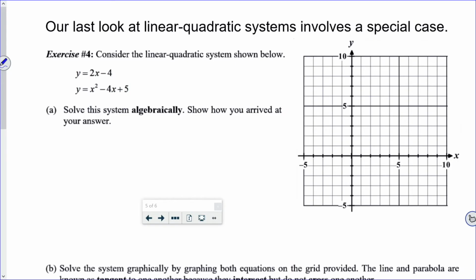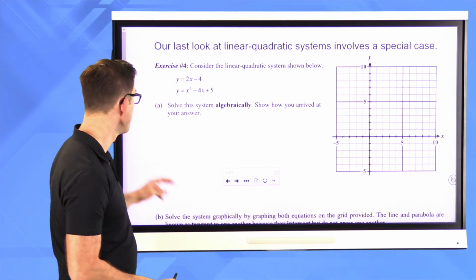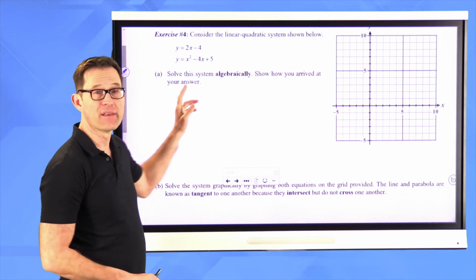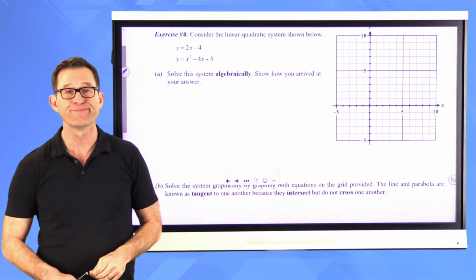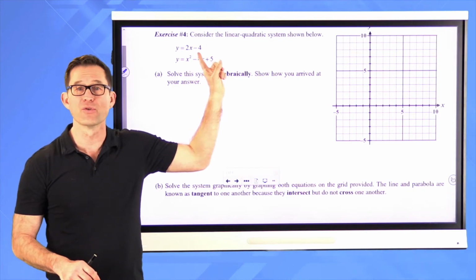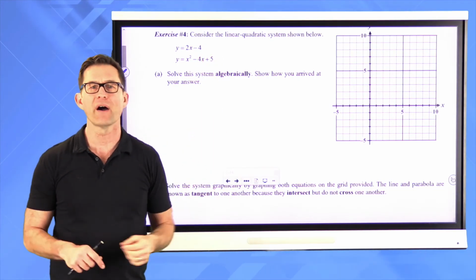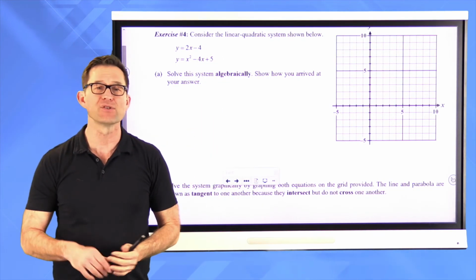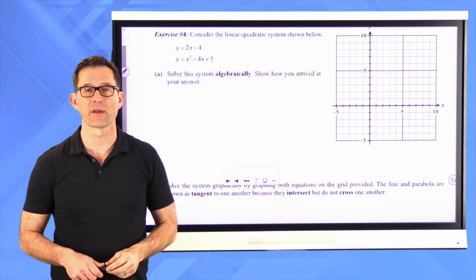Consider the linear quadratic system shown below. Solve this system algebraically. Show how you arrived at your answer. Okay, great. So we've done this quite a bit already in this lesson. I'd like you to set the two equations equal, solve for x, get your x values, plug them into maybe the first equation probably, get your y values, and go from there. All right, so pause the video now and solve this system algebraically.